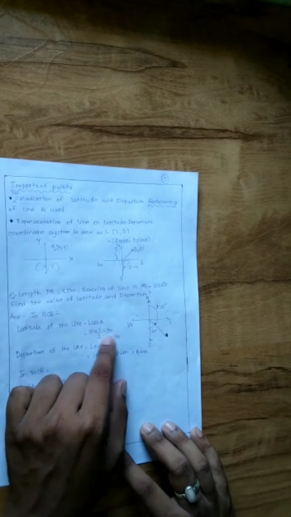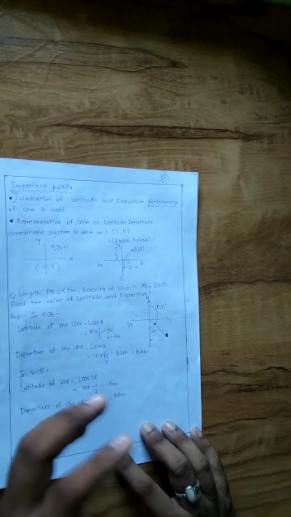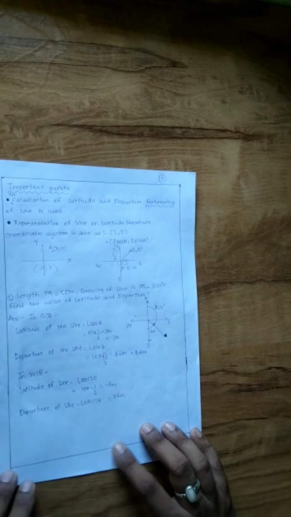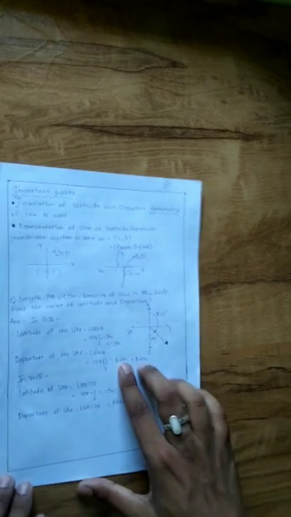But this 5 meters is not the final answer. We have to assign the sign to it. As the line is present in the second quadrant, the nature of the latitude will become negative and that of the departure will remain positive.